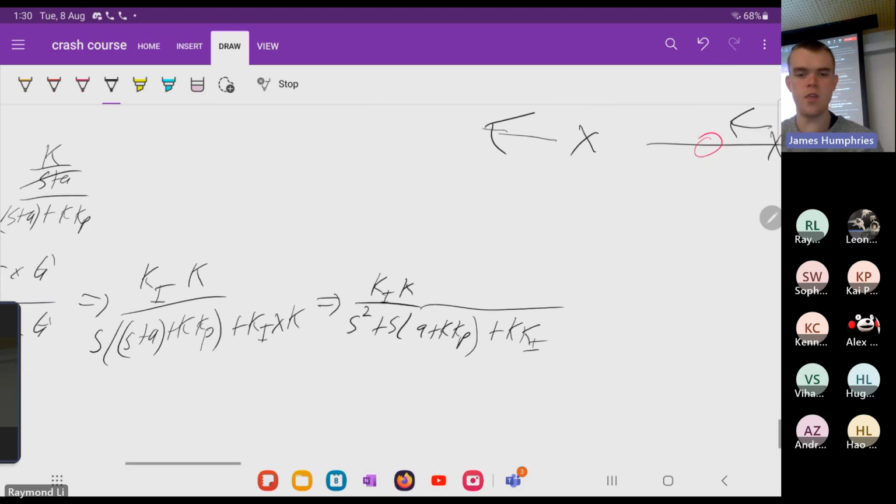And I would say that this here gives me the opportunity to control 2 zeta omega n, and this here gives me control of omega n squared. So I can then modify Kp in whatever way I want, such that I can bring down my overshoot. That makes sense? So it works. Sweet.